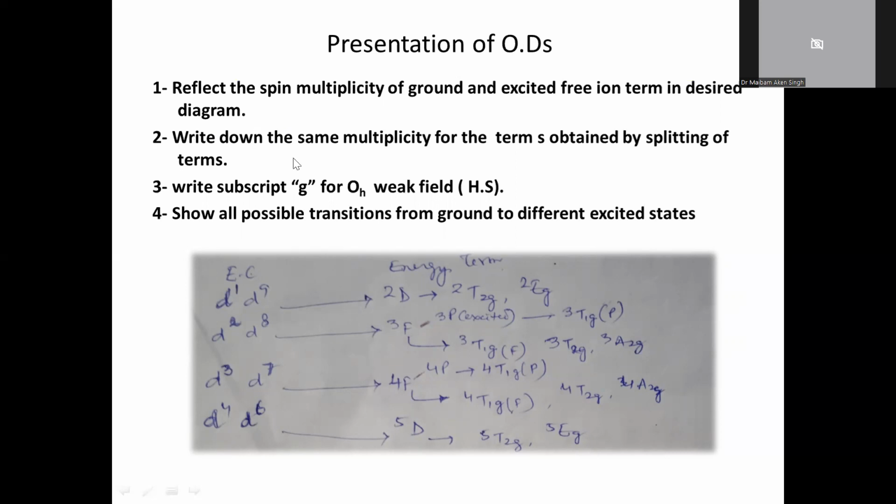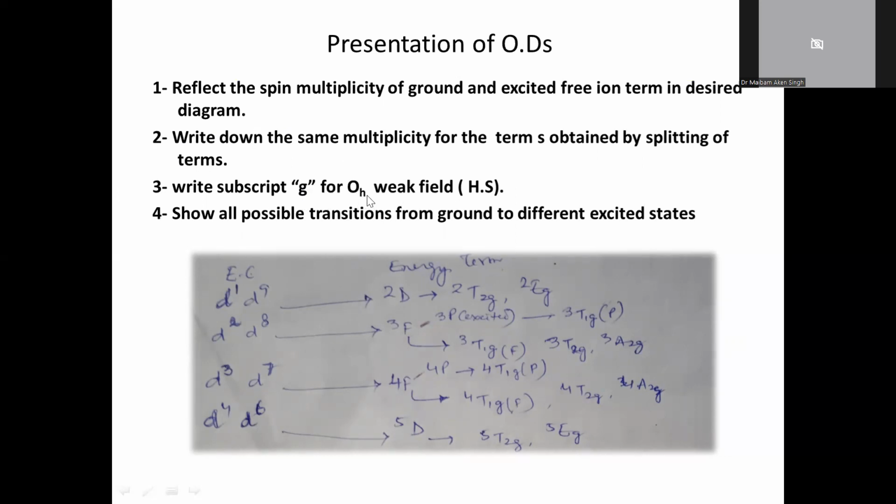And number two, write down the same multiplicity for the term S. For the terms, this should be... Some gap is due to a typing mistake, obtained by splitting of terms on the right, subscript G, in the case of the octahedral, because there is central symmetry.